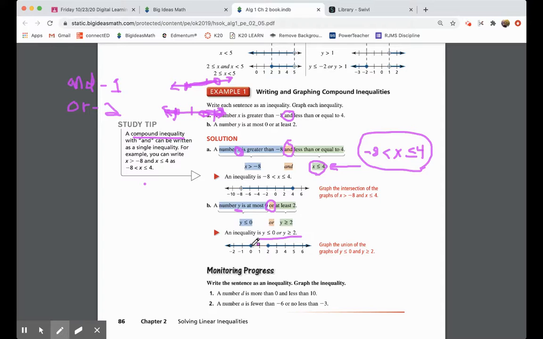Y is less than or equal to 0, so a closed circle at 0, and it's getting smaller. Y is greater than or equal to 2, closed circle at 2, and it's getting bigger. So if you notice on this graph, they're going opposite directions because of that word or. That will always happen.